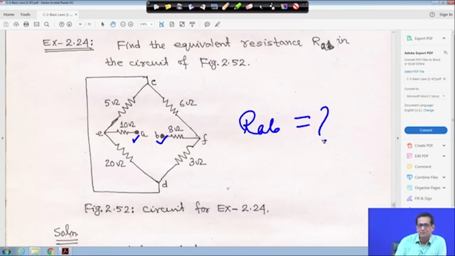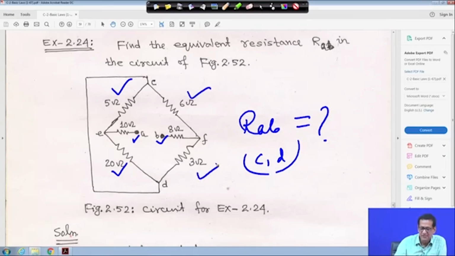Now, this is the problem. Before going to the problem, look, the C and D are connected by a wire. That means C and D is basically a common point, because no electrical element is connected here. Then in the circuit, this 5 ohm and 20 ohm will be in parallel. Similarly, 6 ohm and 3 ohm are also in parallel, and A to E will be taken out with 10 ohm, and B to F is 8 ohm.